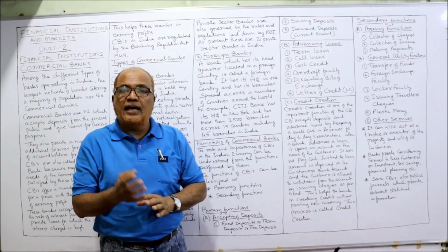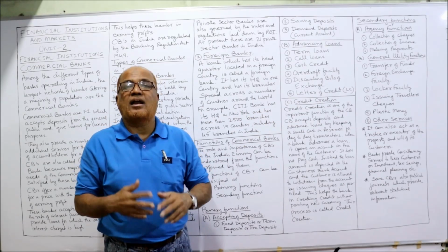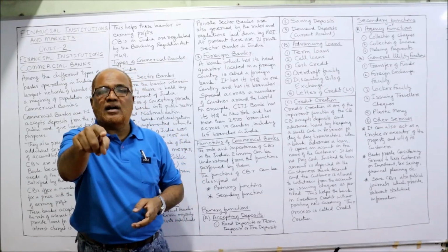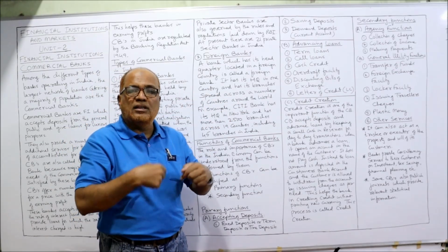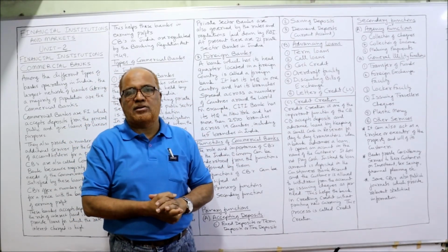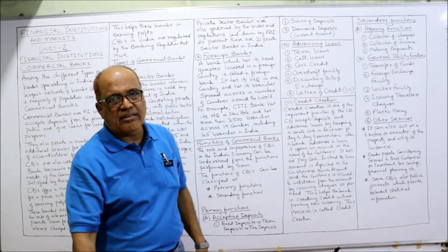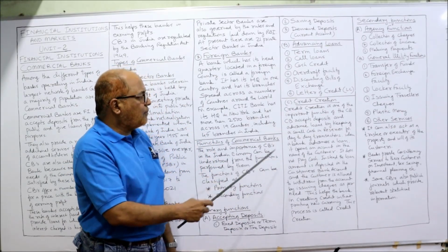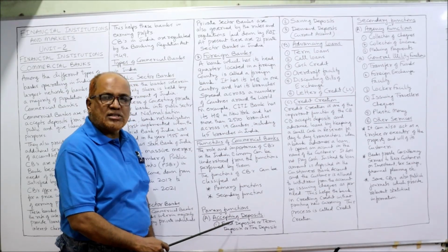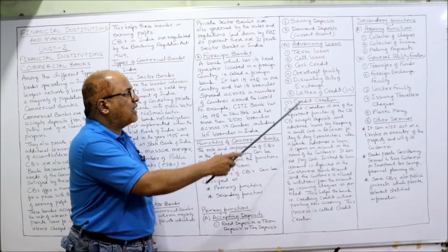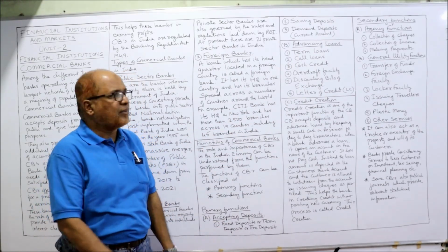So in this way, a secondary liability will arise on the part of the bank. If the customer fails to make the payment, the banker has to make the payment. That's also one of the methods of advancing. So primary functions: first, accepting deposits; second, advancing of loans.